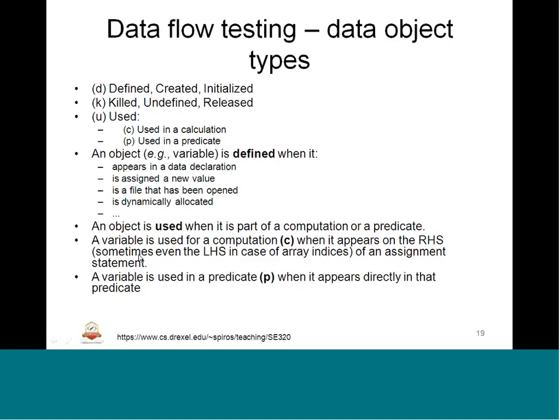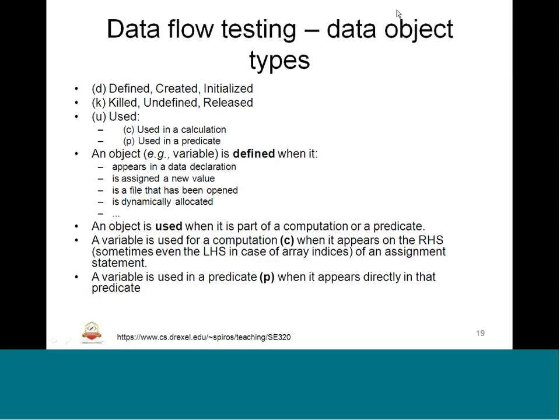A variable is used for a computation when it appears on the right hand side. That means the variable is used when it is used for comparison or assignment, etc., some sort of computation. That is called a C type use of the data object. Sometimes even the left hand side, in the case of array indices, will be used in an assignment statement.